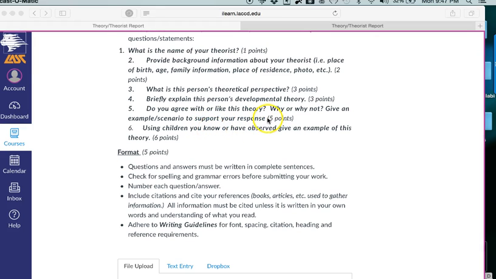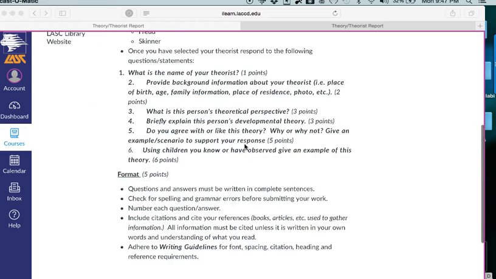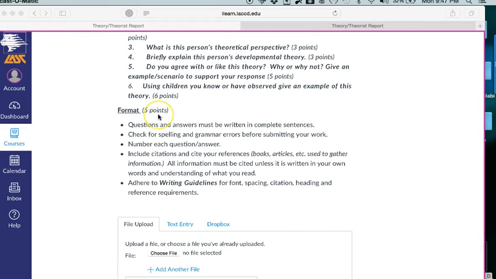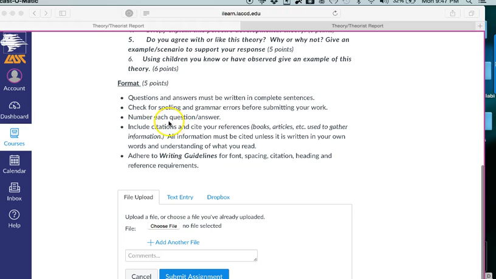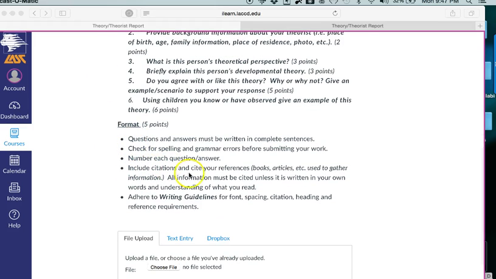Okay, and that's why number 5 and number 6 are worth 11 points. That's almost half of the total possible points for this assignment. The remaining points come from the format. So were the questions and answers written in complete sentences? You must type the question and then write the answer below it. Did you proofread and check for spelling and grammar errors? Did you number each question and answer? So it should be numbered just like this, not bullets, but numbered. Did you include your citations and cite your references at the end? And did you adhere to the writing guidelines?